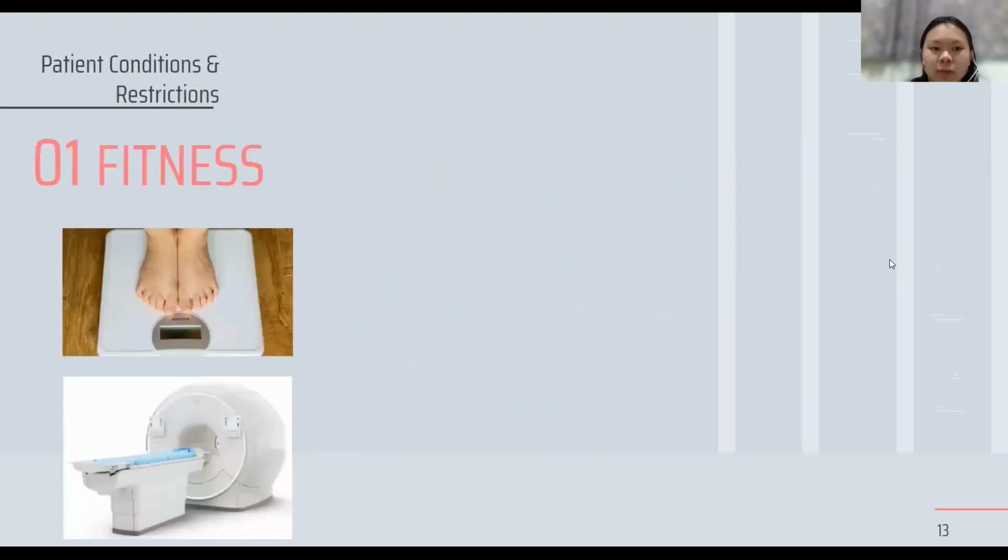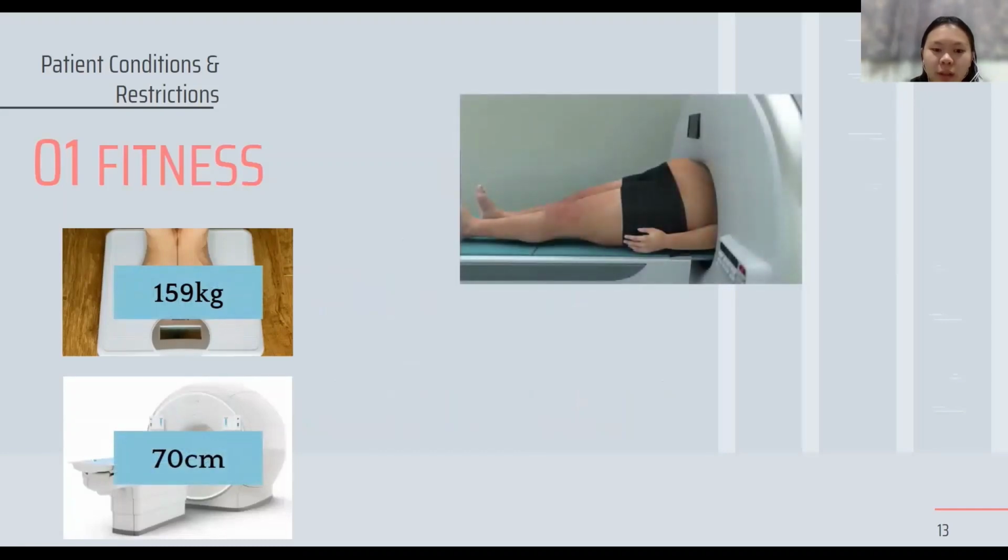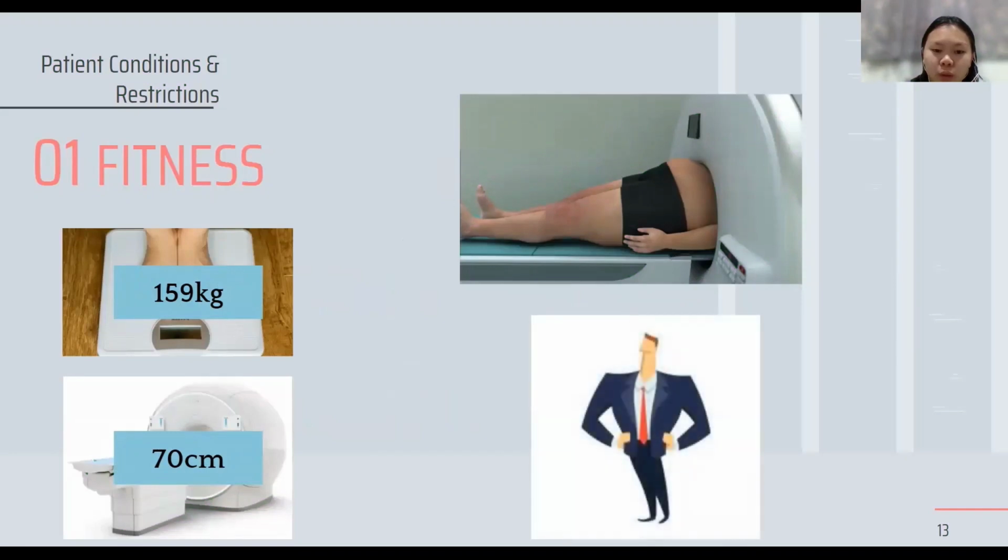When carrying out resting state fMRI, there are certain patient conditions and restrictions that we need to take note of. Firstly, fitness, as in body size and weight. Just like a standard MRI, it has a weight limit of 159 kg and a bore diameter of 70 cm. So if a person is too big, he or she will not fit in the machine. Sometimes it's also a matter of geometry, like a person with very wide shoulders.